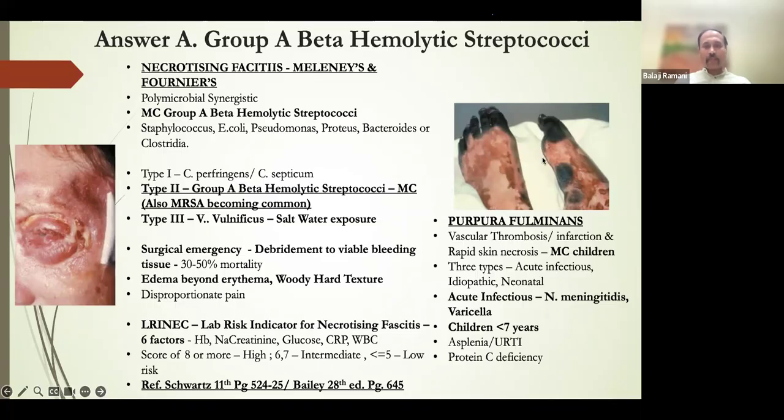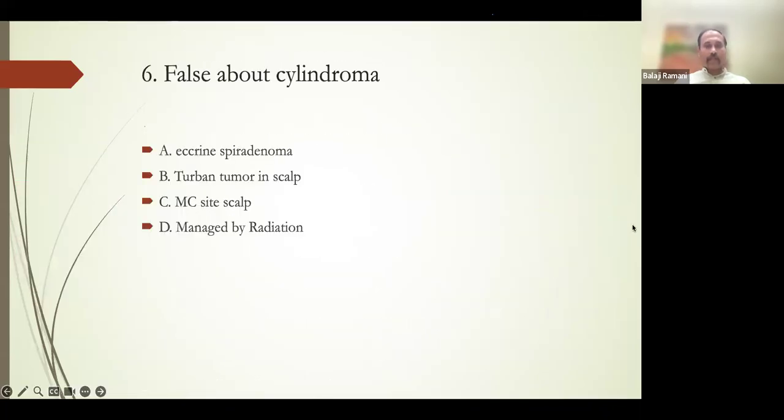Your purpura fulminans, where there is vascular thrombosis and infection, and rapid skin necrosis that is going to happen. And this is, of course, Meleney's gangrene, necrotizing fasciitis involving the face. That is not very common. The abdominal one is more common, but that is the other variety that you have here.